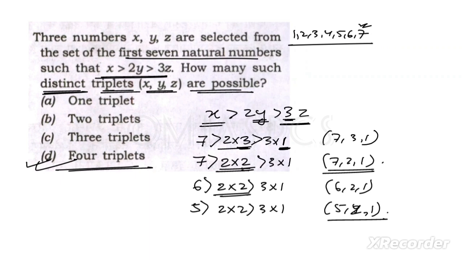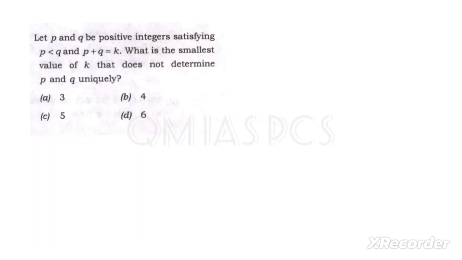Okay, here is our next question. Let p and q be positive integers. Again, types of numbers. Satisfying p should be less than q. Clear? And there is a relation given: the sum of p and q should be k.